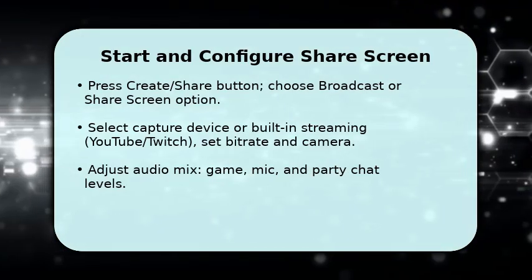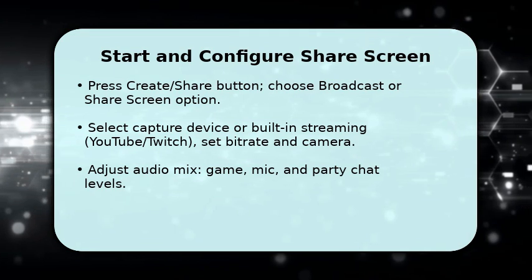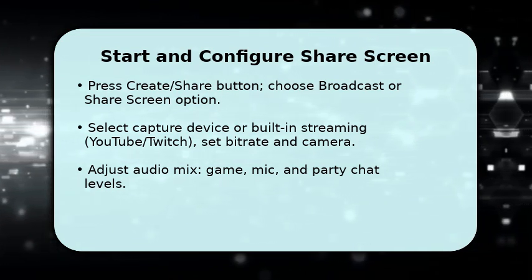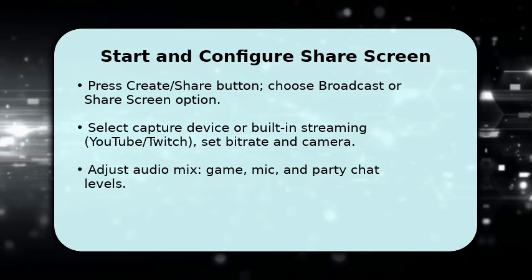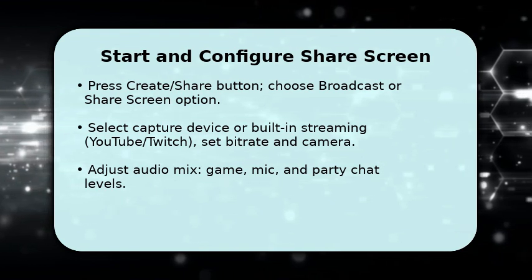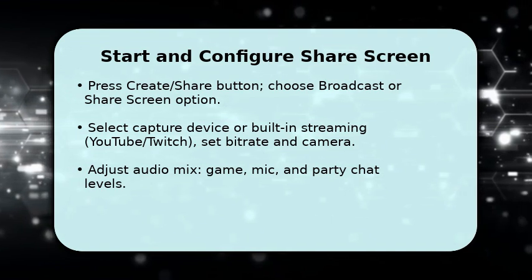Press the Create or Share button on your DualSense to open share options, then select Share Screen or Broadcast, depending on whether you want local streaming or a platform stream. Next, pick your capture method, a connected capture card or native streaming to YouTube/Twitch. Make sure you authorize accounts and set bitrate and resolution for stability.